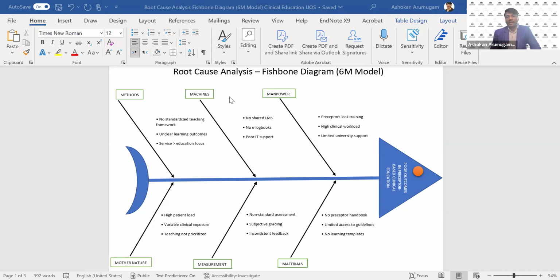They have limited access to guidelines, for example, clinical practice guidelines for the country or international ones for different conditions. They do not have learning templates for the student. They do not follow a standardized one. So that is a summary of the fishbone diagram that I have. These are the root causes that could be leading to poor outcomes in preceptor-based clinical education. Some of these things we have already addressed, and we are still trying to address most of it as much as we can. Thank you.